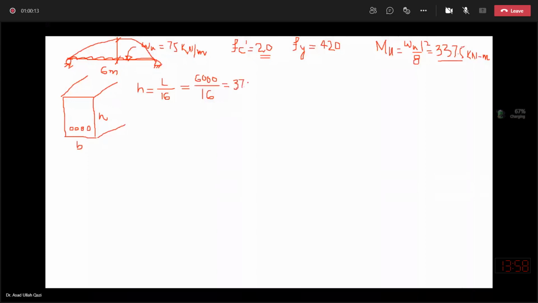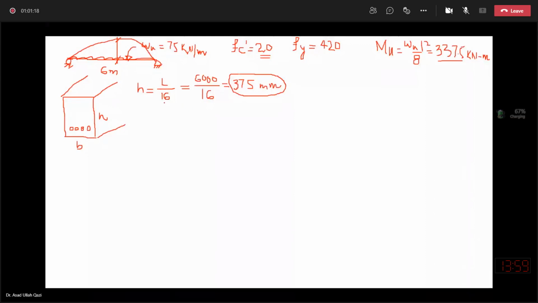So this gross depth is what ACI proposed, and you are advised not to go below this depth unless you have some sound calculations of deflection, and you can prove that even selecting a depth below this can give you deflections well within the permissible limits. But normally we keep this guideline as a mandatory requirement, and we design the beam with the gross depth above this H value.